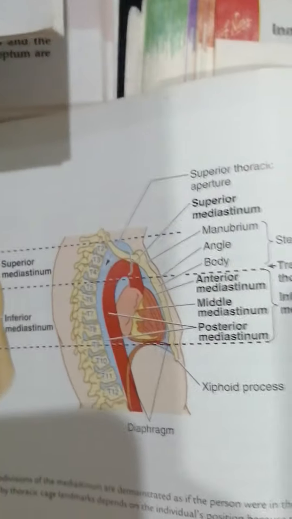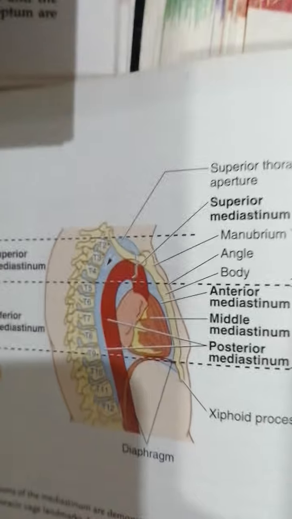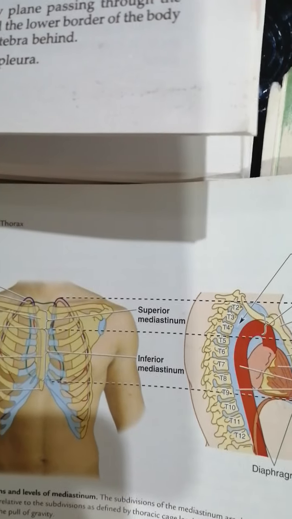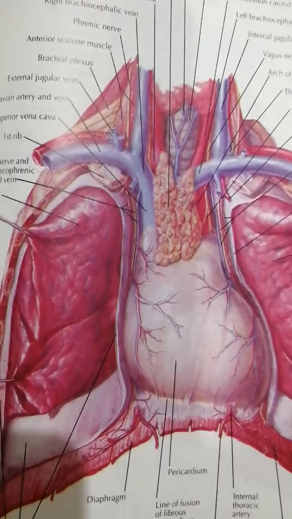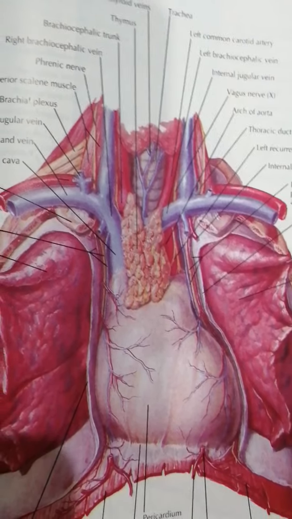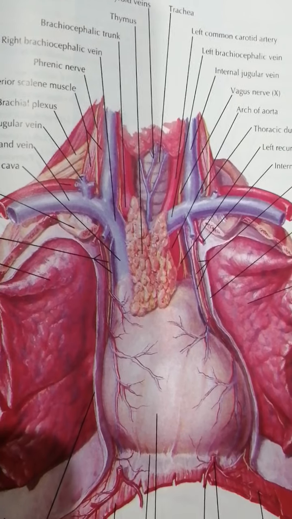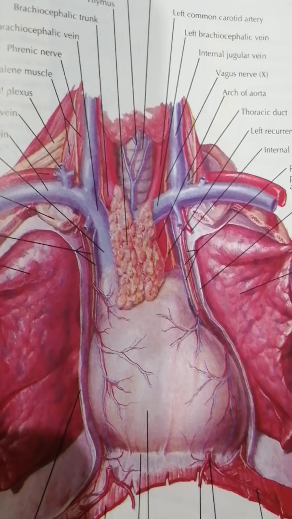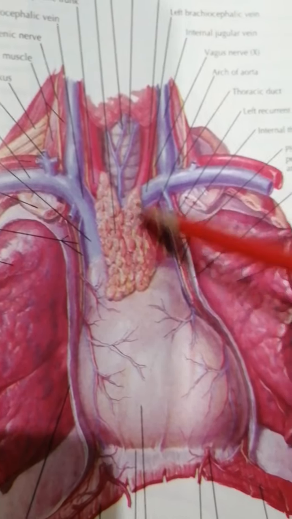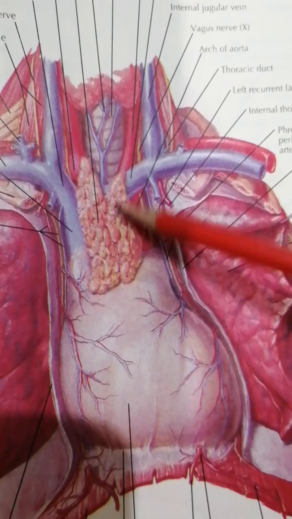Okay, so we have to go from anterior to posterior. The contents of the mediastinum are very important. Let me show you a diagram in the atlas. This is the diagram of the heart and its surrounding vessels. You can see here that there is not only the heart, but above it there is a globular lymphoid organ. This is called the thymus.